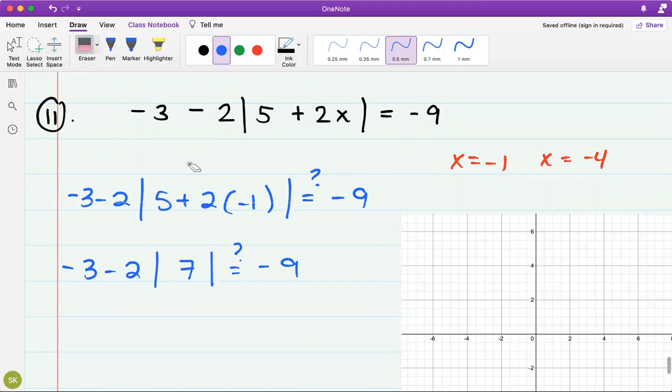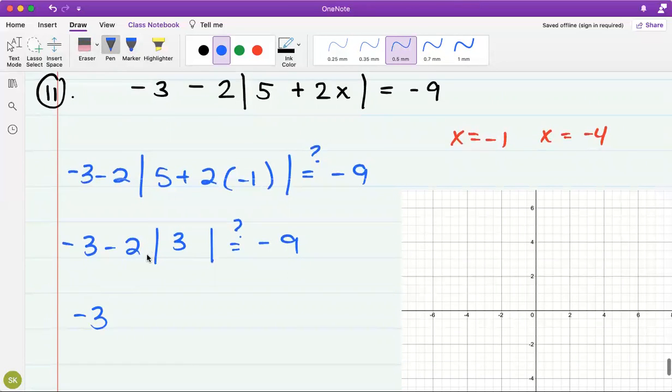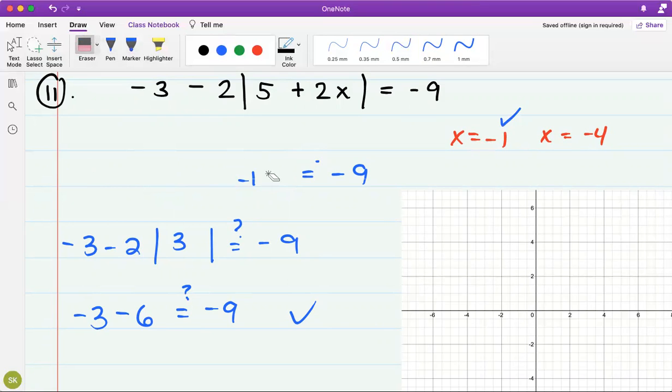Oh, sorry, I made a mistake. This is a -2, so this should be 3. So then I get -3. Absolute value of 3 is 3. And so this is -3 minus 6. Does that equal -9? And yes, it does, because you can see that if you add these, you get -9. So this is true. Let's try the other one.